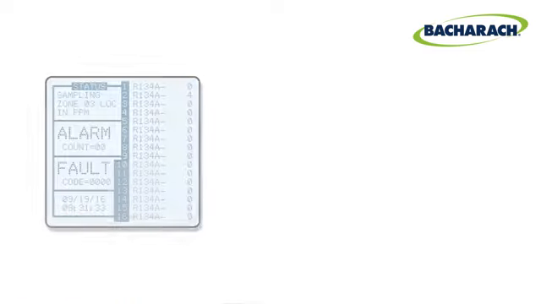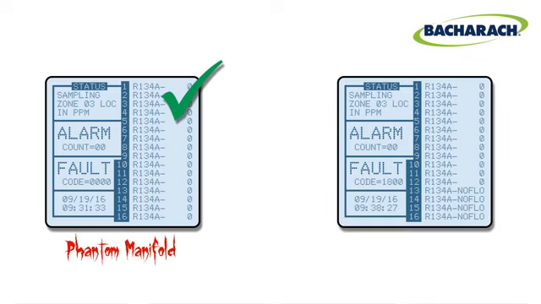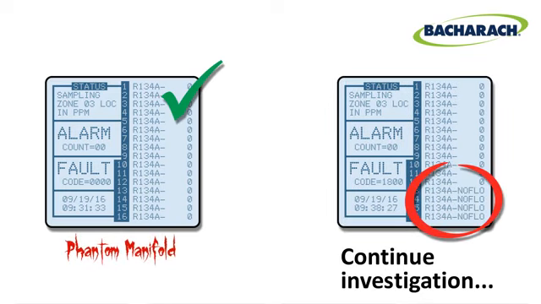After making the change, be sure to wait for the MZ to cycle through all active zones again and verify that the no-flow zone faults have been cleared. If they have cleared, you had a phantom manifold, but you're all set now. If not, you need to continue your investigation.